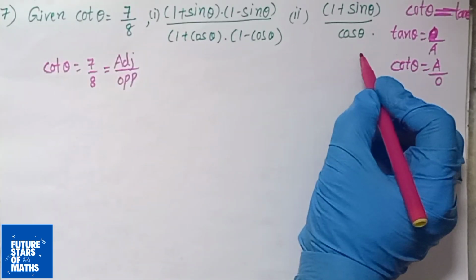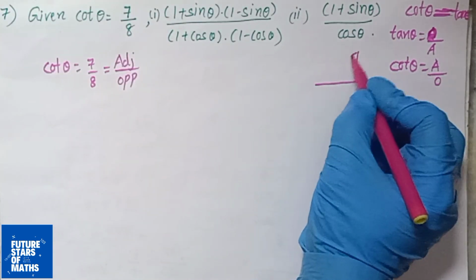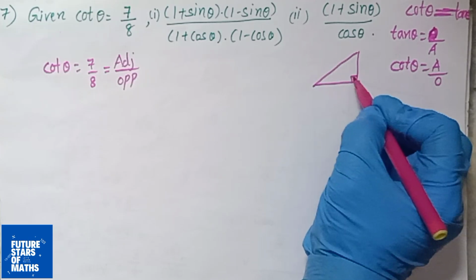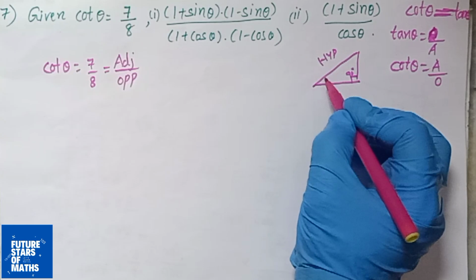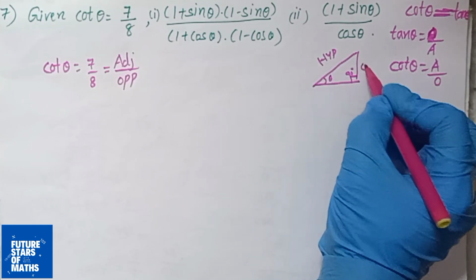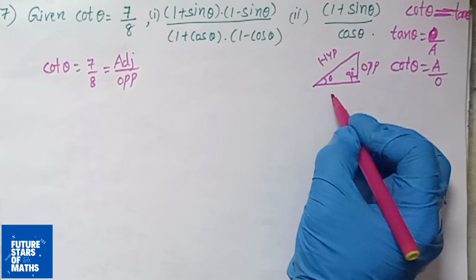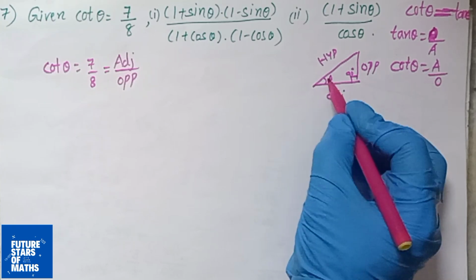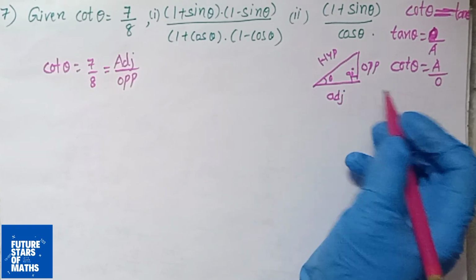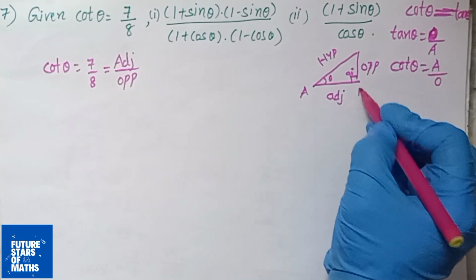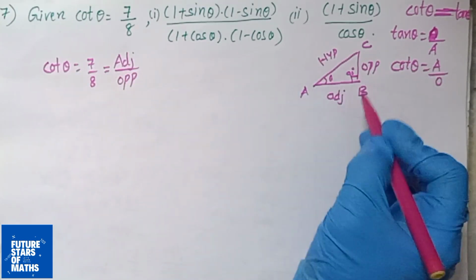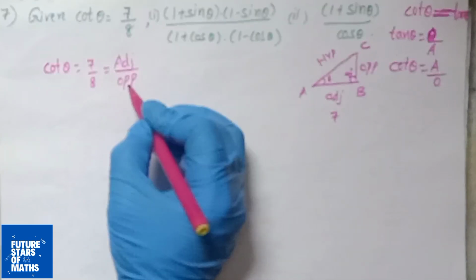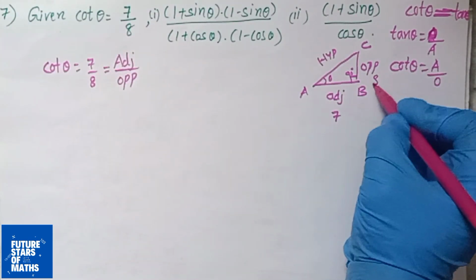So now what we have to do? We have to draw a right angle triangle. The side opposite to 90 degrees is the hypotenuse, and the side opposite to theta will be the opposite side, and the remaining side, that is the adjacent side to theta, is adjacent. Now we'll write A, B and C. So what is given? Adjacent side is given as 7 and the opposite side is given as 8.